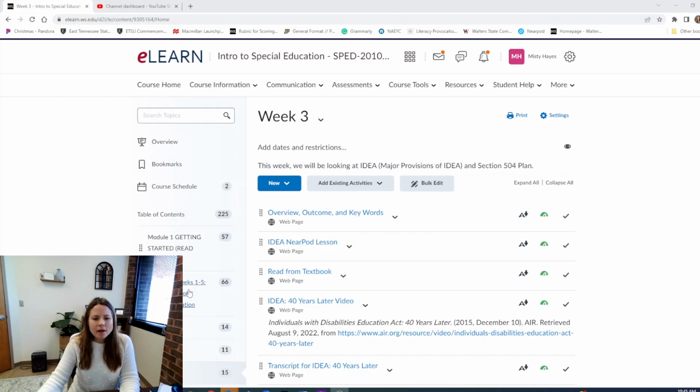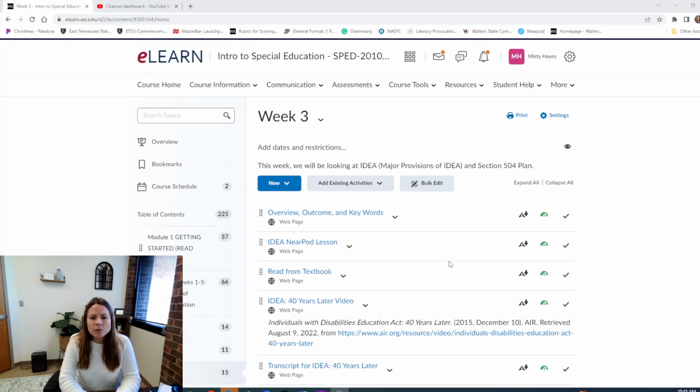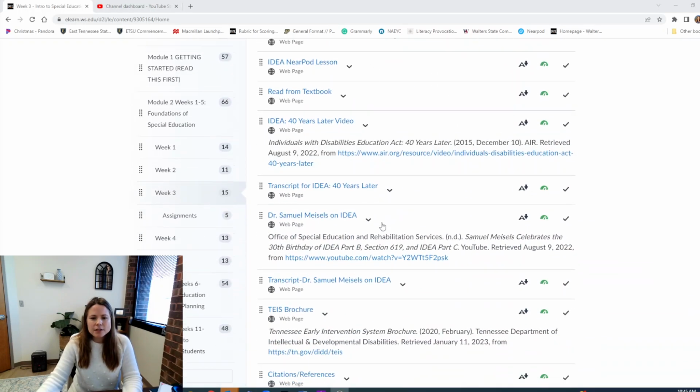So we're still in module 2, and this week we're working in week 3. Now remember, each module is 5 weeks long. So we're in week 3, and this week we're really going to be talking about IDEA. Remember, IDEA stands for Individuals with Disabilities Education Act. So not only are we going to be looking at IDEA, but we're going to look at those major provisions of IDEA. And I also want to talk a little bit this week about Section 504 plan and what that means.